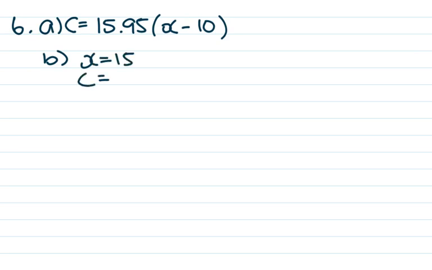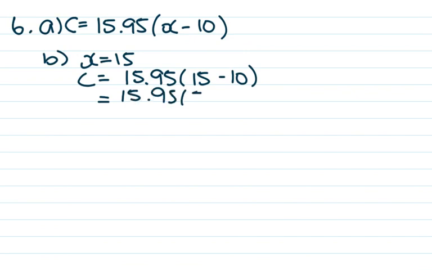So the cost equals $15.95 times (15 minus 10). So that equals $15.95 times 5, which equals $79.75. C, Erin receives her first order of CDs with a bill for $31.90. Create and solve an equation to determine how many she ordered.